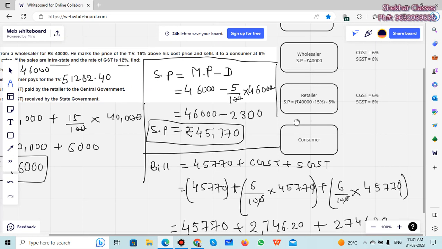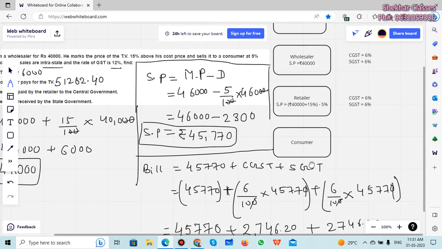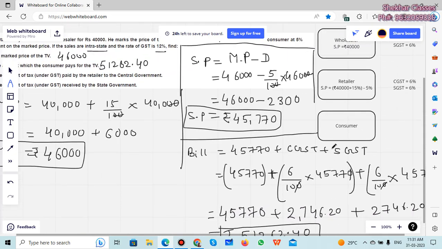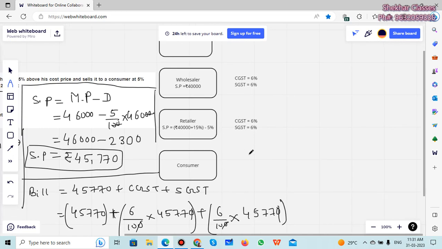Now the amount of tax, the GST paid by the retailer to the central government. How much will the retailer pay? See, he will not pay the entire thing which he has collected from the consumer, since when he bought it, he must have paid the tax. How much tax did he pay? 6% on 40,000. How much is that? 2400. He has paid CGST as this much, and the SGST is the same.